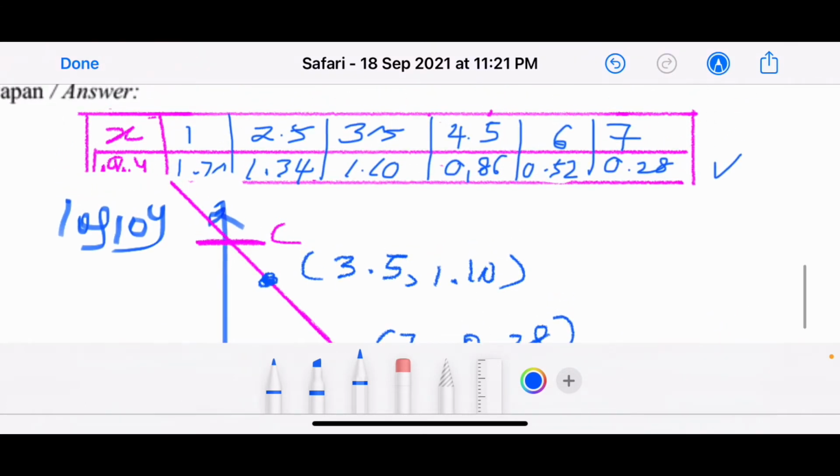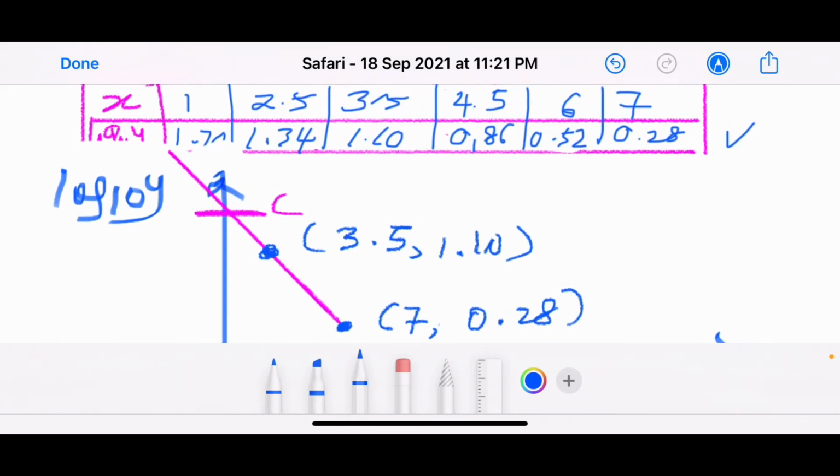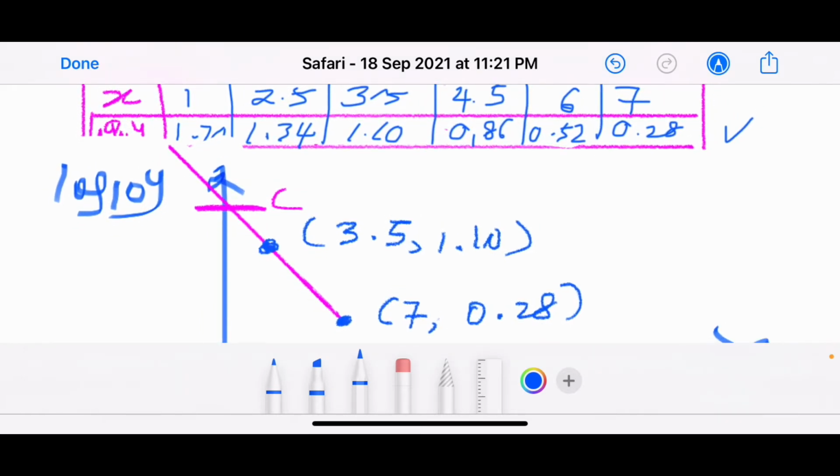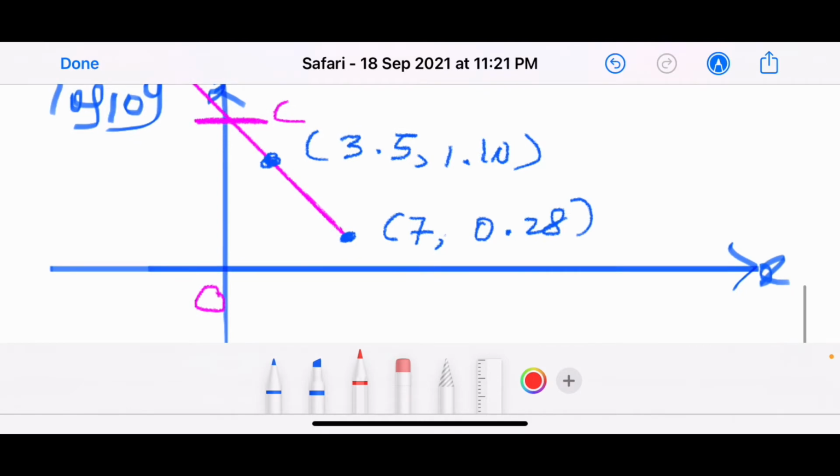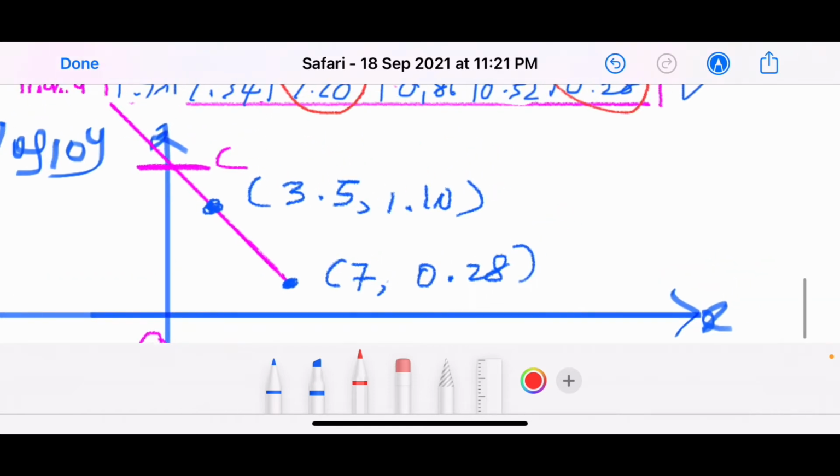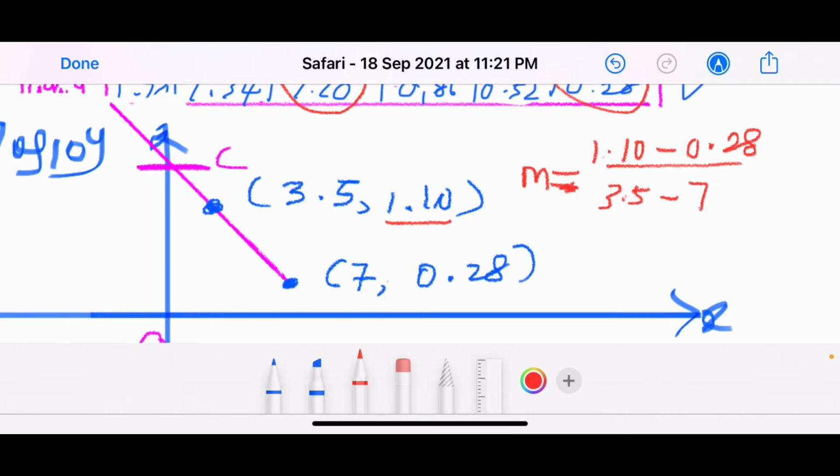You can always choose the points that you used to plot the graph, no problem. So I'm choosing these 2 points because they are exactly on the line. Hence I can find the gradient. The gradient can be found easily using y2 minus y1 over x2 minus x1. So make sure you follow the formula. If you plug into the calculator, 1.10 minus 0.28 divided by 3.5 minus 7.